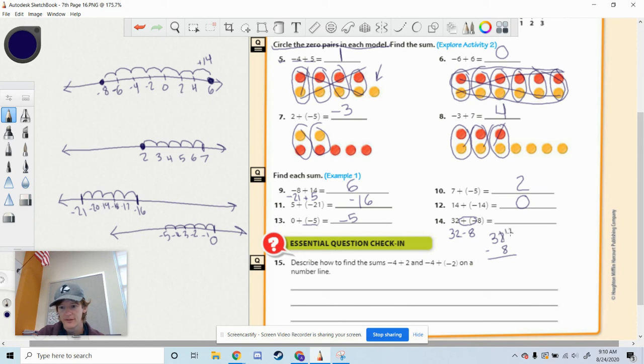Regroup our 1s. Regroup this 10. So 12 minus 8 is 4. 2 minus nothing is 2. So 24.